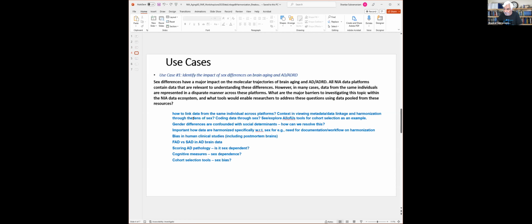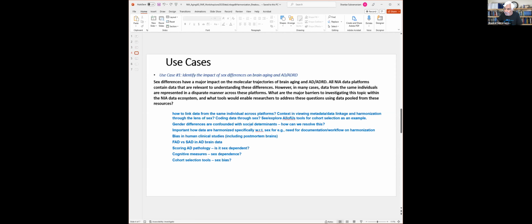The use case examples were two examples. First, identify sex differences. The first point that was brought up was how to link data from the same individual across platforms. Context in viewing metadata and data linkage and harmonization through the lens of sex. Can we view the metadata through the lens of sex? Coding data through sex. Can we use, for example, All of Us tools and modify and adapt them in aging, NIA-related studies to code sex-based data distinctions?